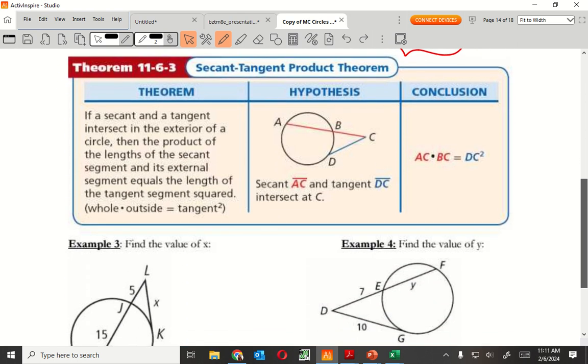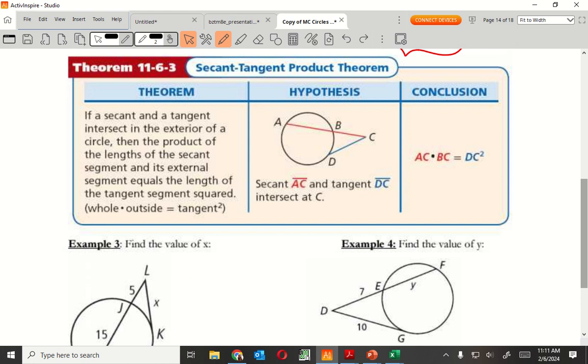Alright, so here's another one which is going to be the same type of thing, but this time we're dealing with a secant, which goes through and touches and goes all the way through, and a tangent only touches at one point. So if a secant and a tangent intersect in the exterior of a circle, then the product of the lengths of the secant and external segments is equal to the length of the tangent segment squared.